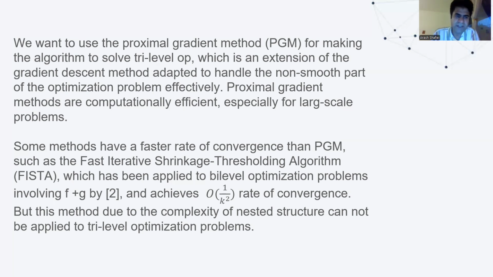Compared with other methods, the rate of convergence, for example for the FISTA method, is faster, but this method cannot be applied to the tri-level optimization problem due to the complexity of the nested structure. I mean, the FISTA method cannot be applied to solve the tri-level optimization. Because of this, we used the proximal gradient method.